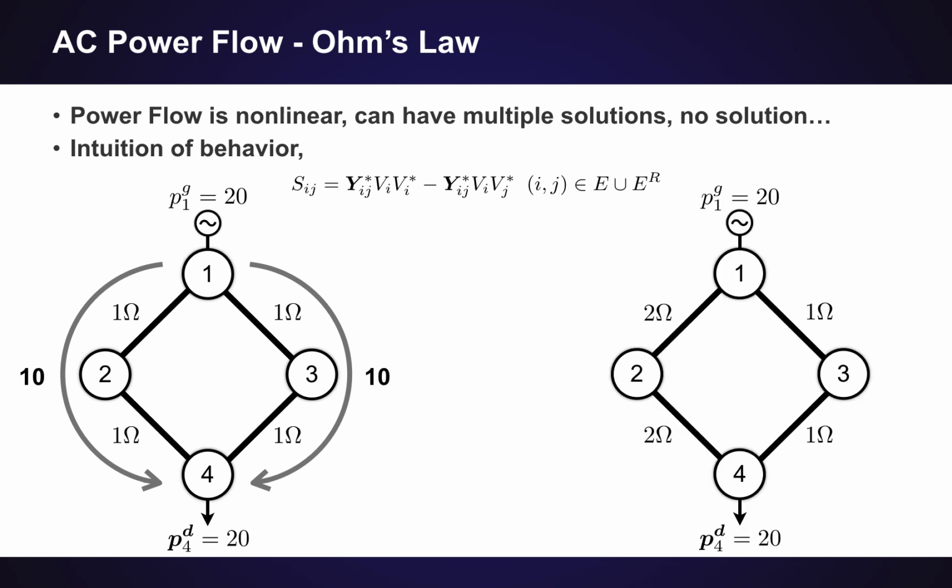And then if you had a situation more like this one, where there was an imbalance in the resistance on the different paths to the load, the power would split proportionally to the relative resistance of those two different paths. So when you apply this Ohm's law in the cycles in the network, you start to get these types of properties, although it's quite hard to show analytically.